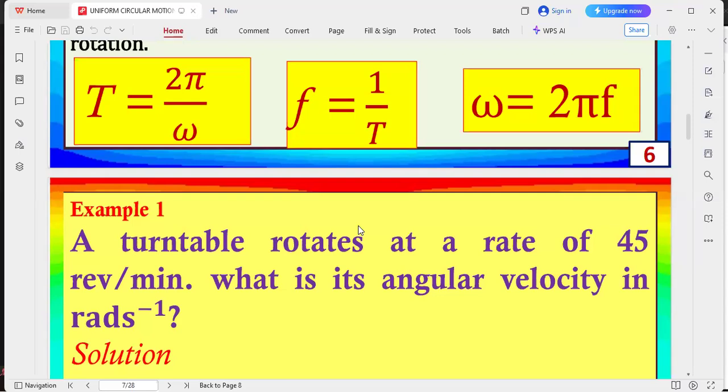Somebody else can decide to find periodic time. So he will start by saying 45 revolutions are in 60 seconds. So one revolution will take how many seconds? For this person, he will say 1/45 multiplied by 60 will give us what?